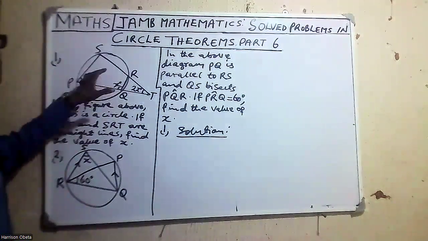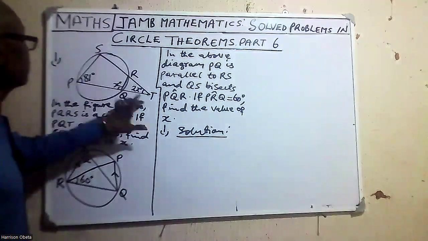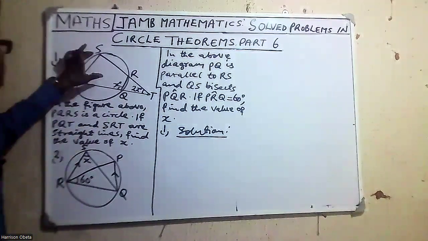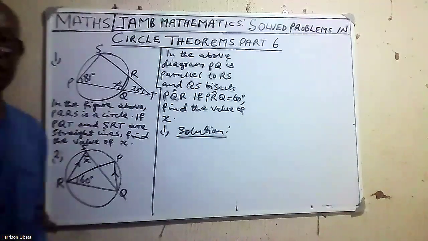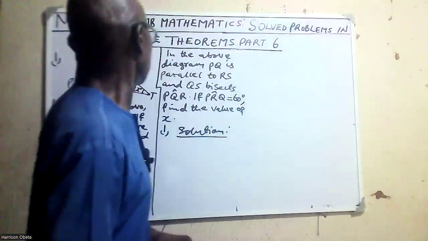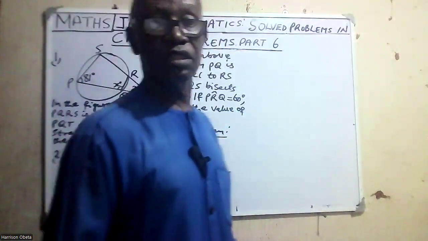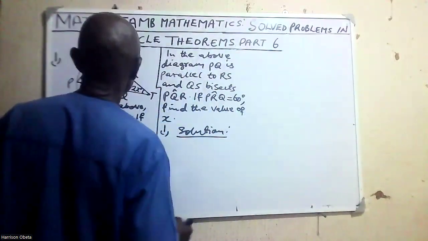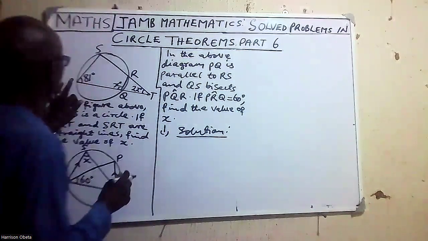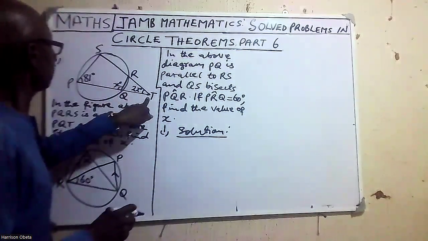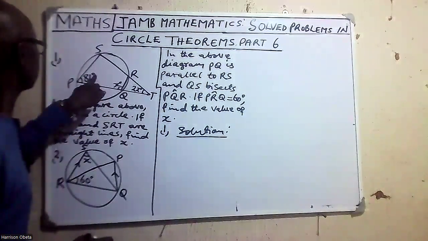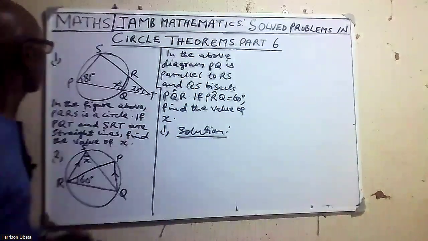We are given triangle PST. And also, we have PSRQ as a cyclic quadrilateral. That's the four-sided figure in a circle, with all the vertices touching the circumference. So let's go ahead. We know that PST is a triangle, and we already know the two angles there. That is 81 and 22.